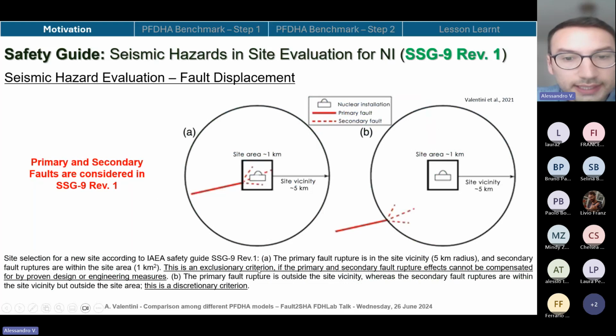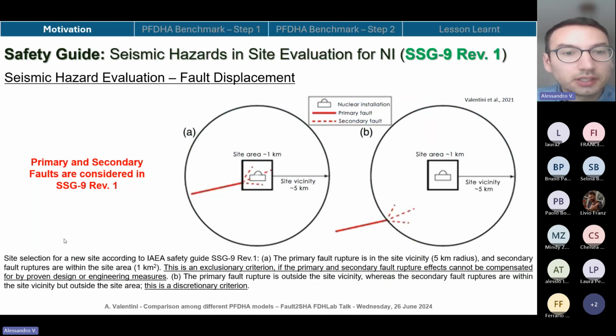And in particular, it says that the primary fault rupture is in the vicinity area, so within the 5 kilometers radius, and the secondary fault ruptures are within the site area. This is an exclusionary criterion if the primary and secondary fault rupture effects cannot be compensated for by proper design or engineering measures.